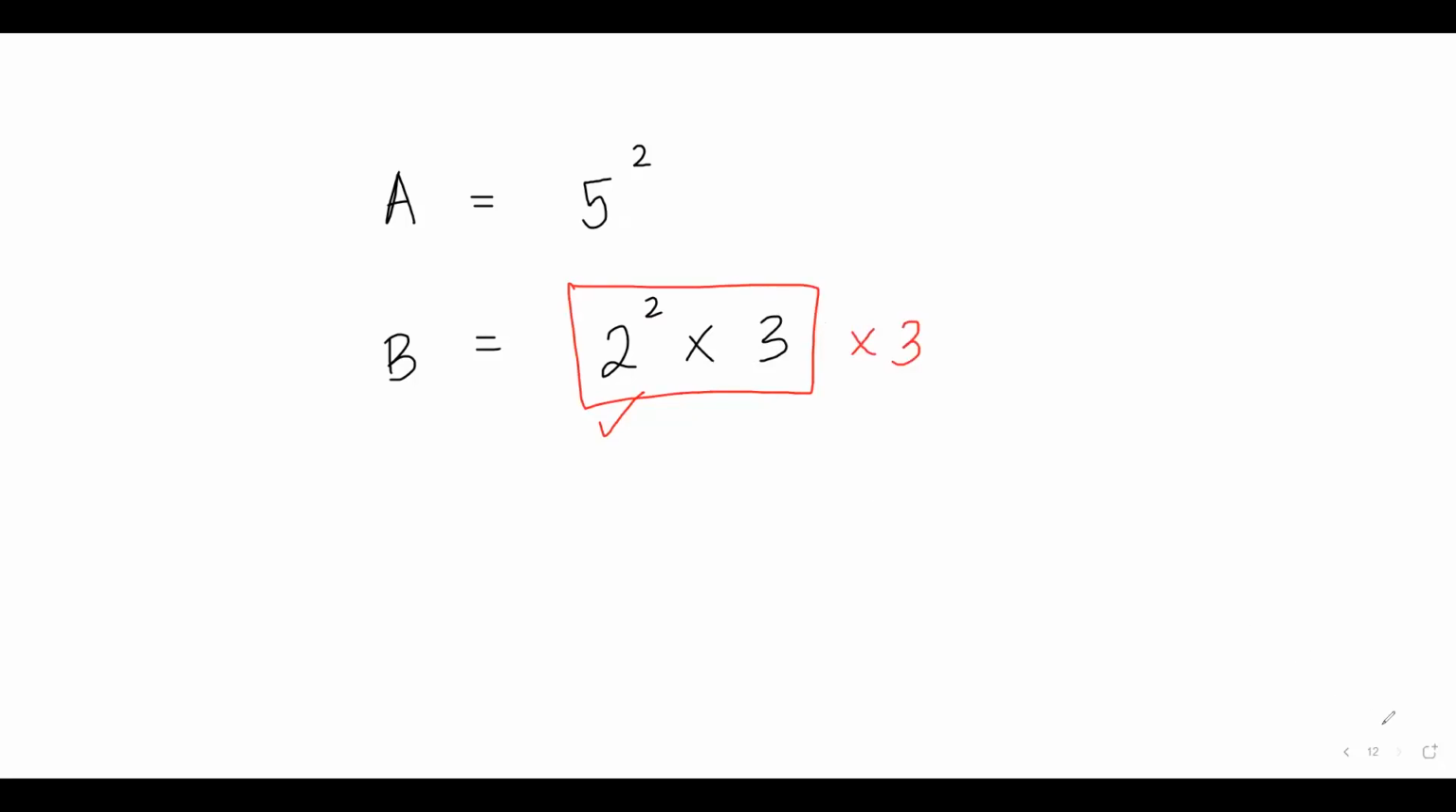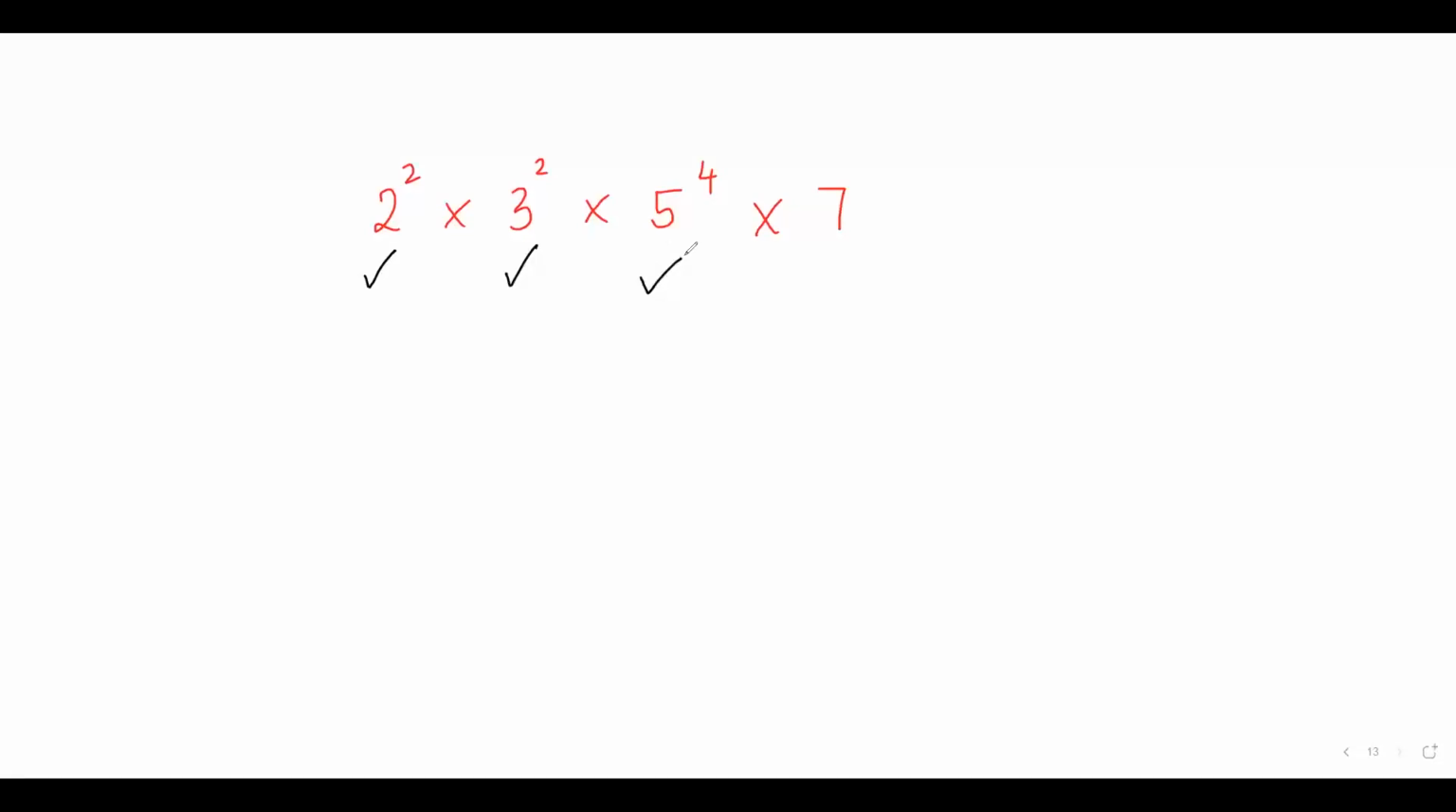Yes or no? To make this square number, b has to be multiplied by what? Another 3. Now look at this. If I ask you 2 square into 3 square into 5 to the power 4 into 7, if I ask you if this is a square number, would you say yes or no? No. You would say no. This is a square number. This is a square number. This is also a square number.